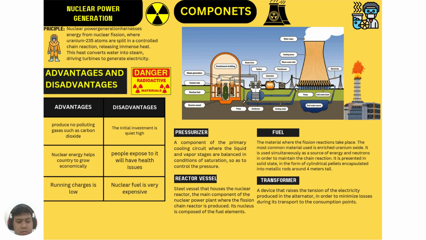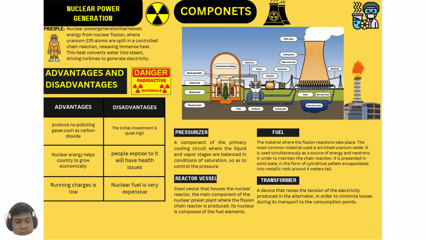The pressurizer is a component of the primary cooling circuit where the liquid and vapor phases are balanced so as to control the pressure. This means that in the cooling circuit, the primary liquid and vapor phases are in balance so that they won't reach a dangerously high pressure. The pressurizer allows the pressure to be held in a very calm way.